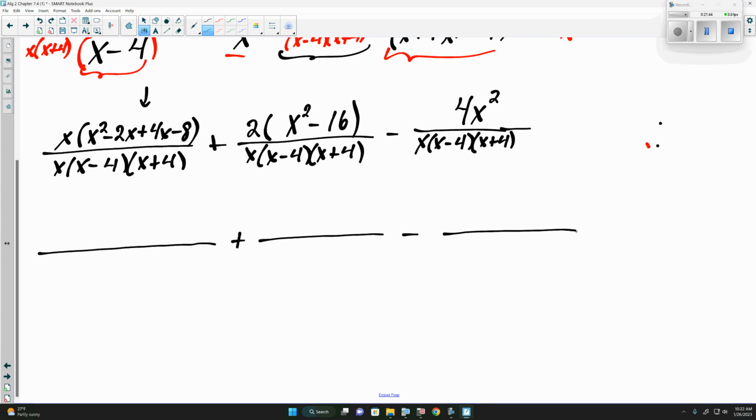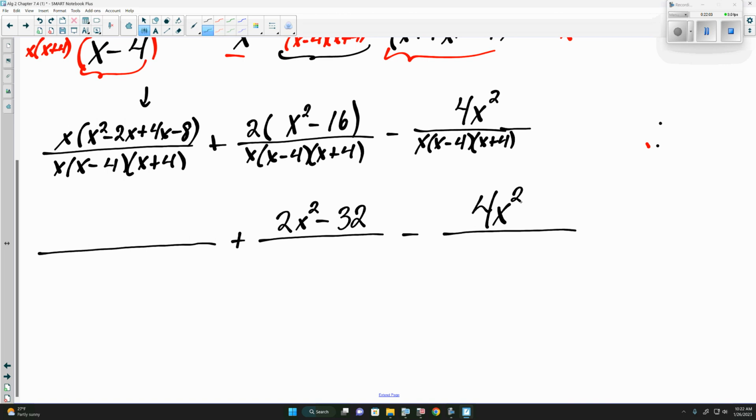so the middle one, we can do it first because the middle one's going to be a little bit easier because we're just multiplying it by 2. 2 times x squared is 2x squared and minus 32. The last one's still 4x squared.